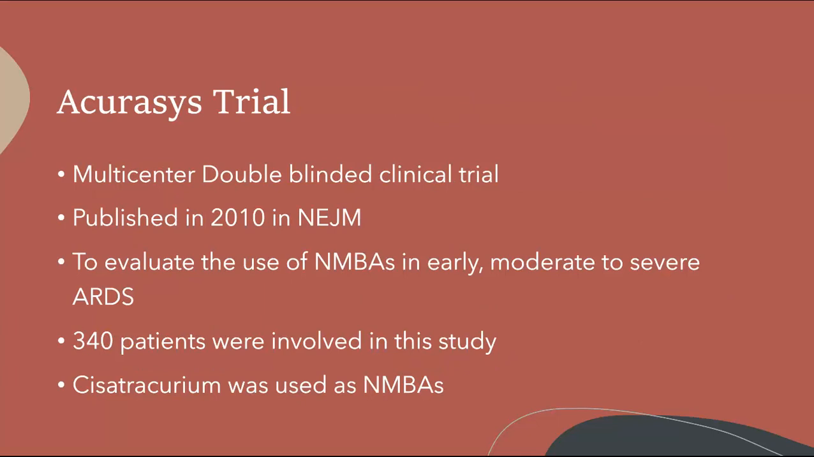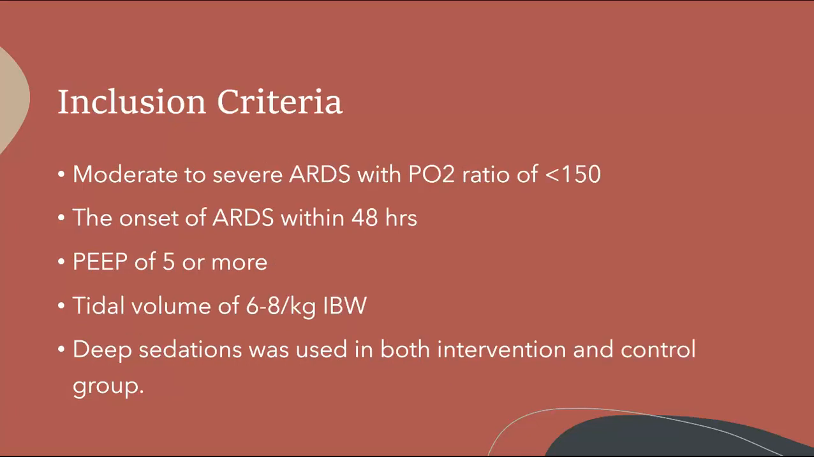As you know, this is a very well-known study, published in 2010 in the New England Journal of Medicine. The ACURASYS trial showed mortality benefit for patients started on neuromuscular agents for ARDS. They evaluated using those drugs in early, moderate to severe ARDS, mostly with a PaO2/FiO2 ratio less than 150. It was a good study number-wise. 340 patients were involved, and as I mentioned, cisatracurium was used as the agent for the interventional group.